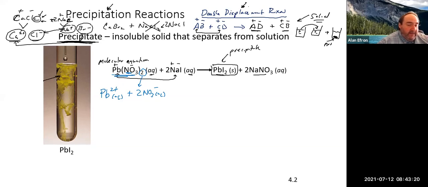The sodium iodide, also an ionic compound, is probably a strong electrolyte, which means in solution it is going to 100% break apart into its ions. And there's a 2 in front of it, which means you have 2 of them. That would give you 2 sodium ions floating around and 2 iodide ions. Again, the 2 gets distributed to each of those ions. So really, when we take both of these solutions, we have all these ions floating around in there.